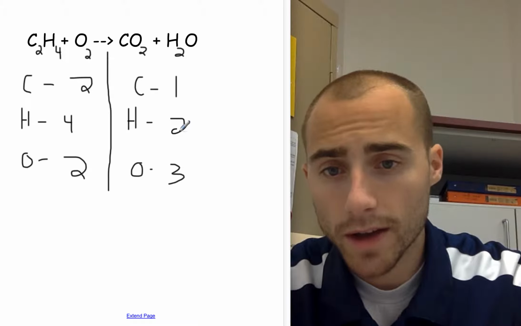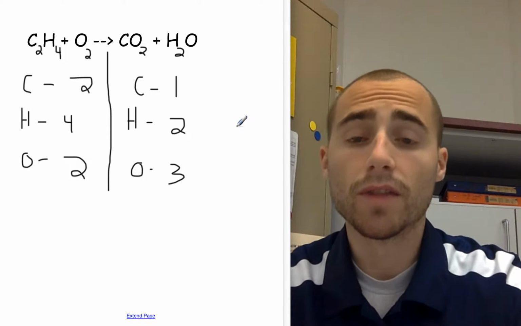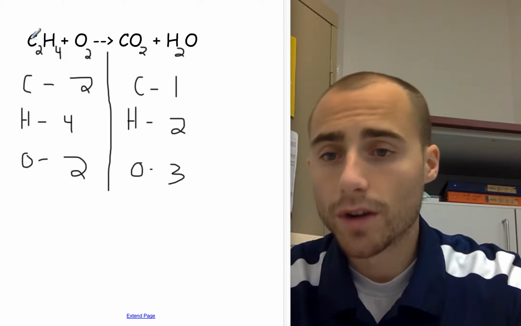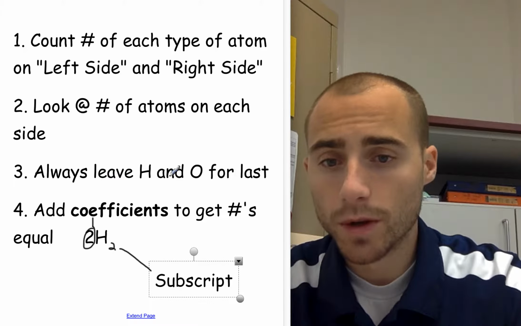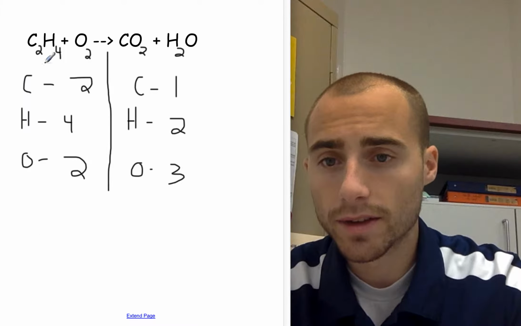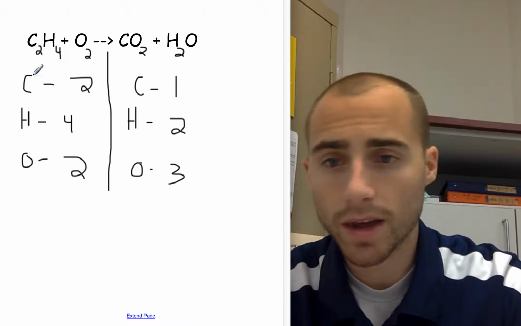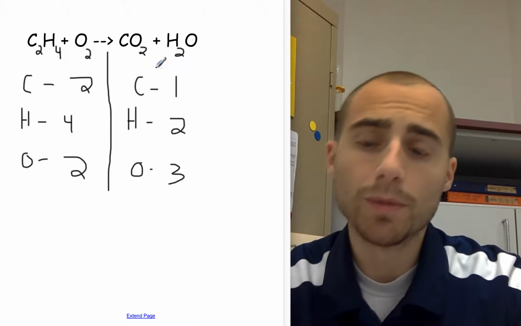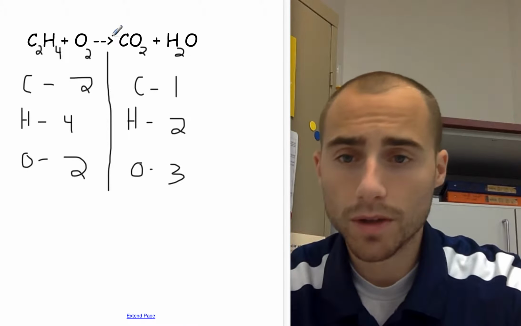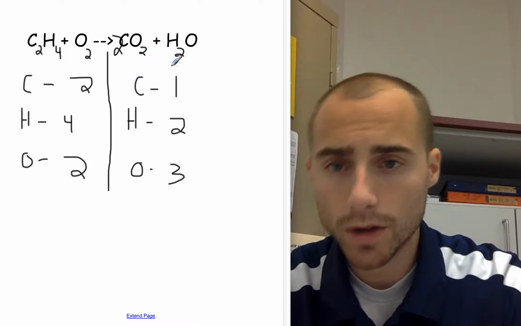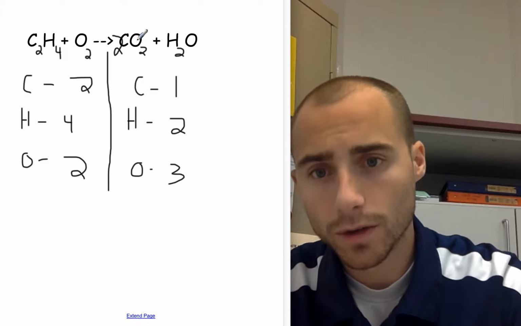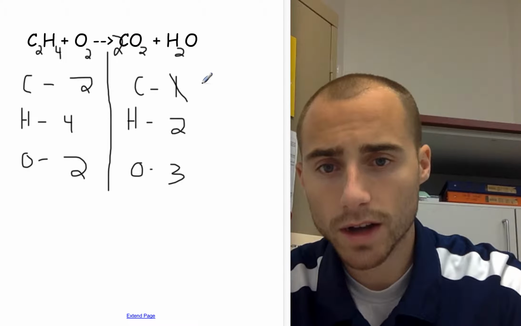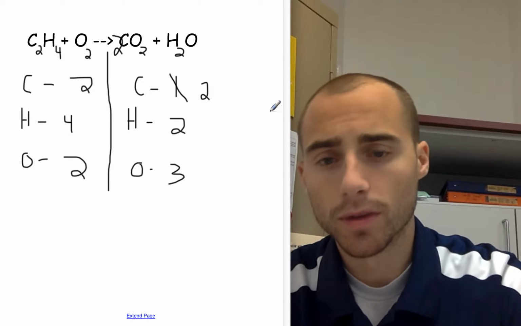Now we've counted all the atoms on each side and we realize that none of them are equal, so we need to balance the equation. Meaning we start off with carbon, because remember in our rules we always leave hydrogen and oxygen for last. We have 2 carbons over here and 1 carbon over here. So what is the simple solution for that? We just multiply this carbon by 2. So we'd put a 2 right there in front of this CO2, which would make carbon 2. So boom, cross that off. We now have 2 carbons.